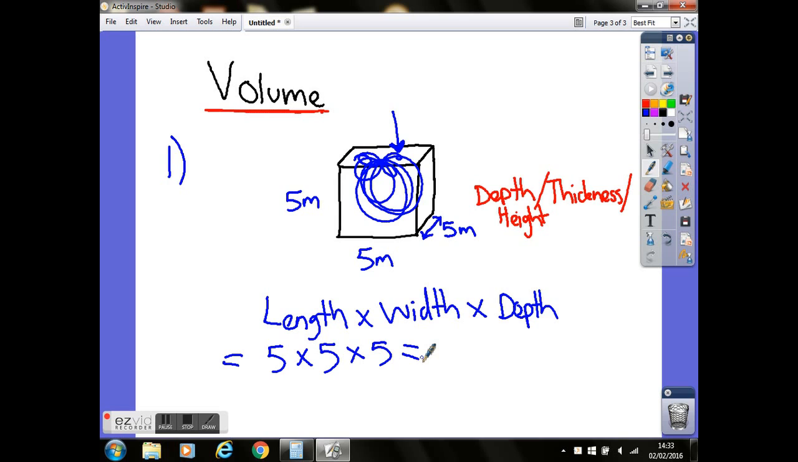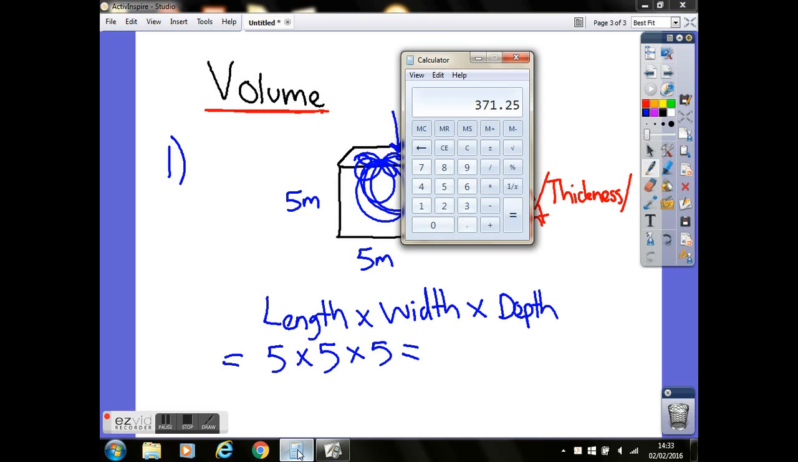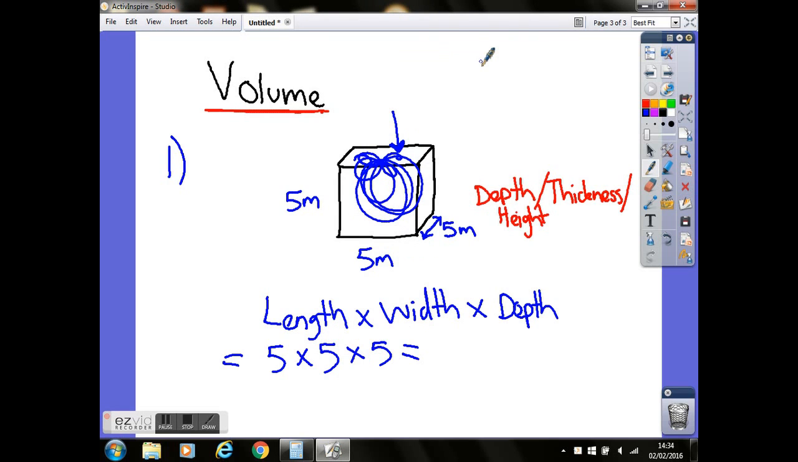I'm going to bring that calculator up for this, as you're always allowed to use it in the exam. So 5 times 5. I would recommend equaling that first before you times the next one, just so it doesn't get too messy on your calculator. So that equals 25, times another 5. So that gives you 125 as your answer.